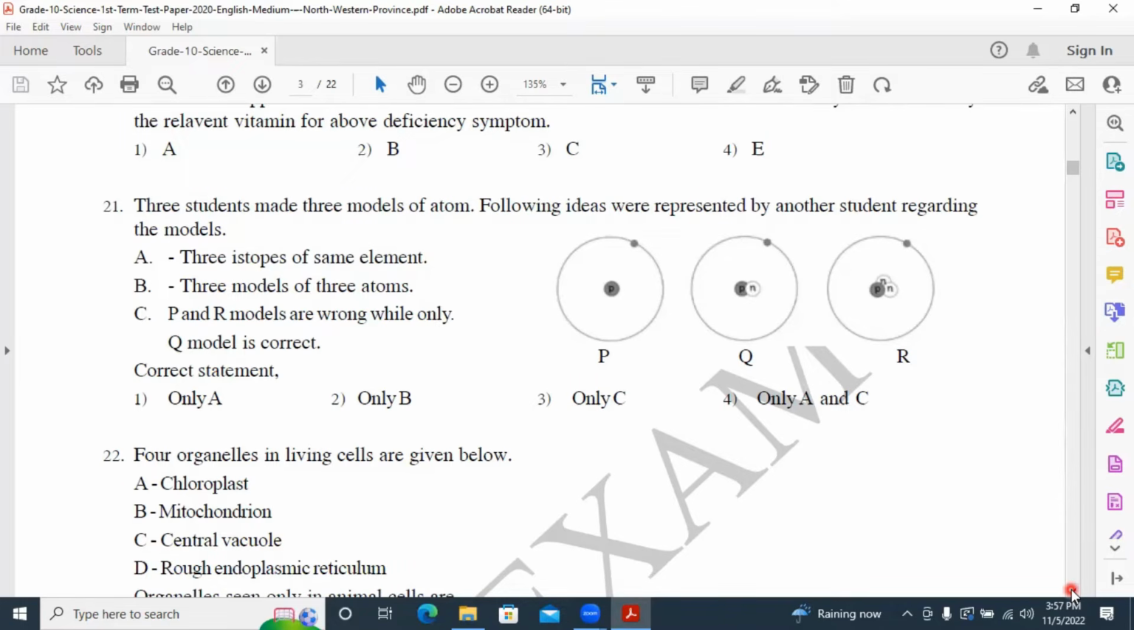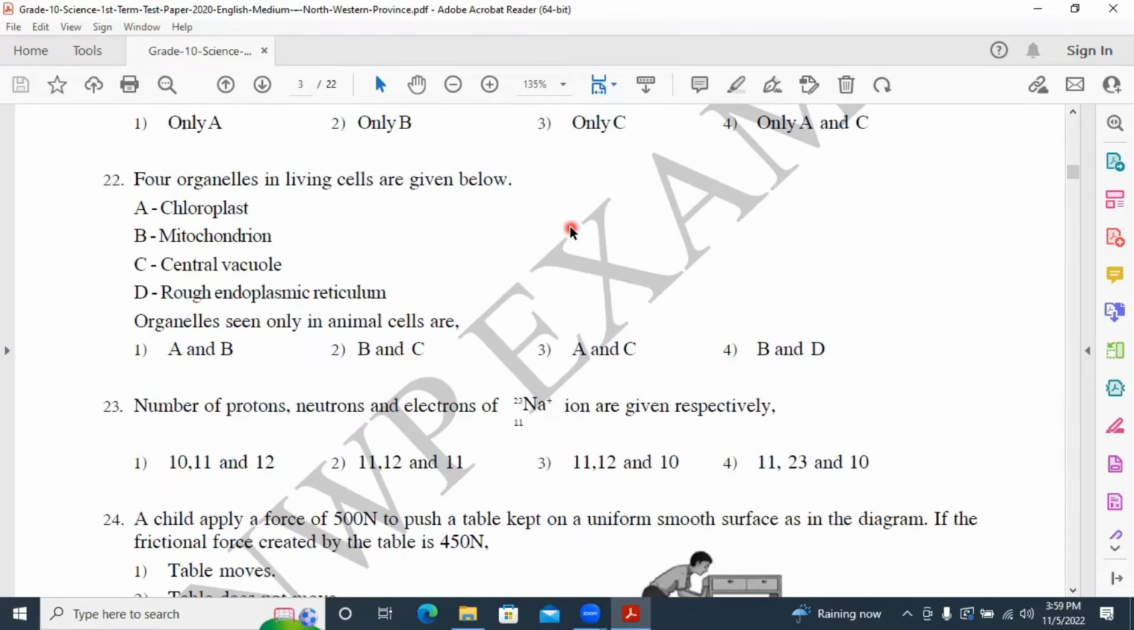The reason is, in these three pictures you can see there are the same number of protons, but the number of neutrons has changed. You know, isotopes are made by changing the number of neutrons in the atoms. They are the same element because the number of protons is the same, so the atomic numbers are the same, but the neutrons are different, so the mass number has changed. So they are isotopes. Answer number 1. Only A is correct.